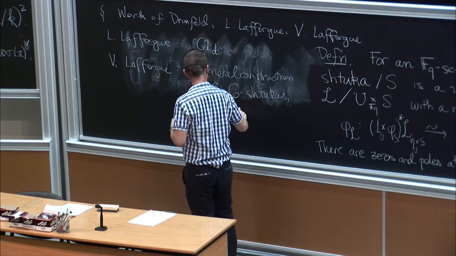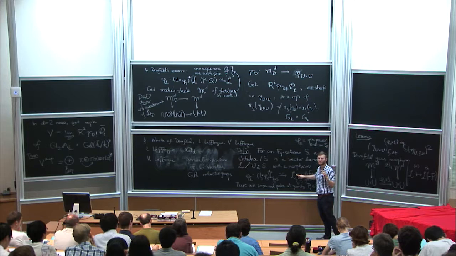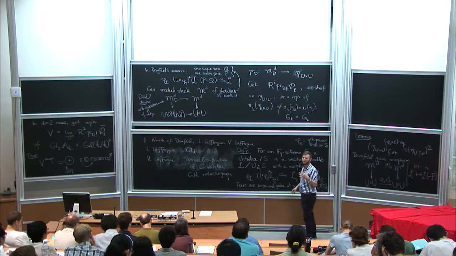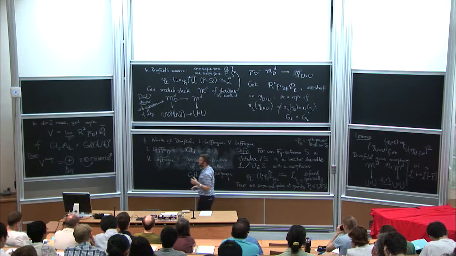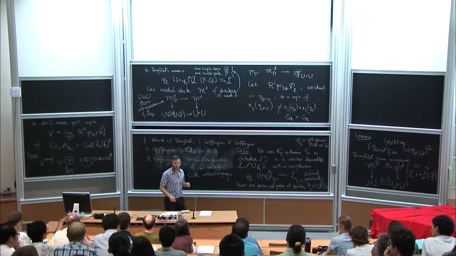I'll definitely not say much about this in detail, but G is this group, so this vector bundle L has to get replaced by a G bundle. And the data of the zeros and poles gets replaced by co-characters of G, which correspond to representations of the dual group. Those representations show up here. So here there was a zero and a pole, and that corresponds to the standard representation tensor the dual of the standard.